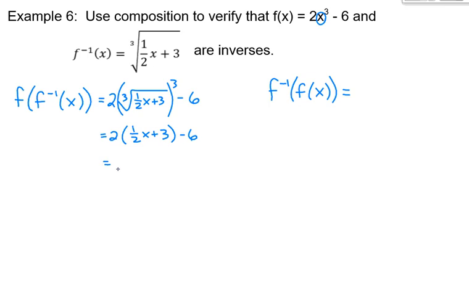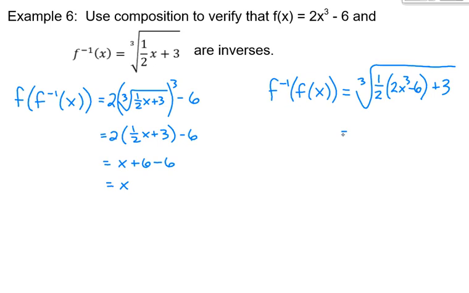Distribute the 2, and we have x plus 6 minus 6, and then add the like terms, and all you have left is x. Same idea over here, but this time we are putting the f of x function on the inside. So the outside function is f inverse, so we have the cube root of 1/2, and now for the x we replace it with 2x cubed minus 6, and we still have a plus 3 in there.